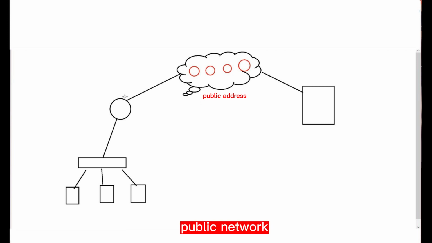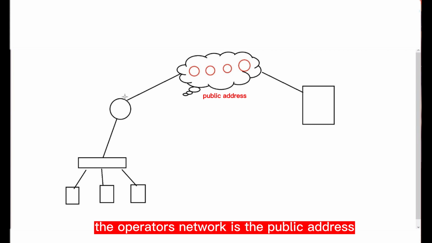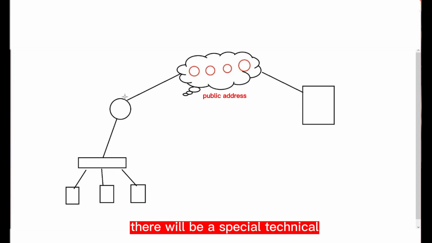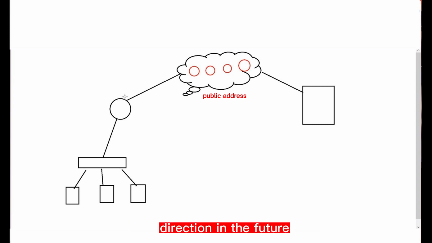Public network. The operator's network is the public address. Of course it also has a private network, but the specific operation and enterprise network are not one set of operation models. Therefore, there will be a special technical direction in the future, which is operator technology. Then you will find it is not the same technical system as the enterprise network. So for us now, you can remember this.